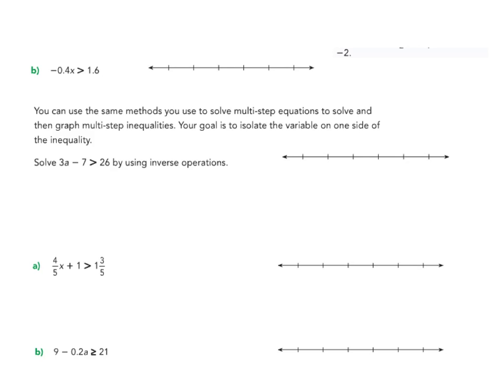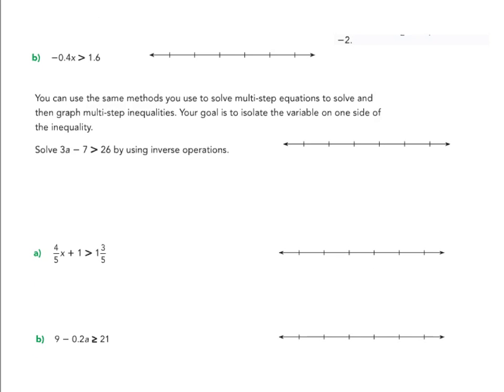Right, so negative 4/10 x is greater than 1 6/10. So again, to undo multiplication, we're going to divide. So we're going to divide both sides by negative 4/10. Okay, since we're multiplying or dividing by a negative, we need to flip the sign. So you're going to get x instead of greater than is less than, and then 1.6 divided by 0.4 is just going to be 4. So x is less than 4. So we're going to have a closed circle, or excuse me, an open circle at 4, and since it's less than, you're going to shade to the left.